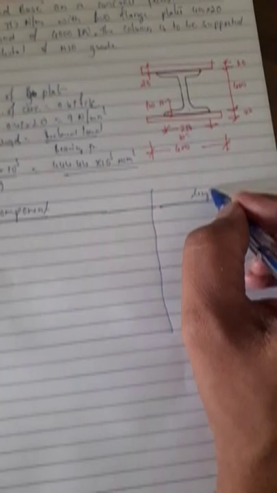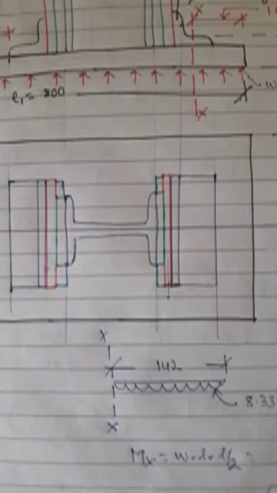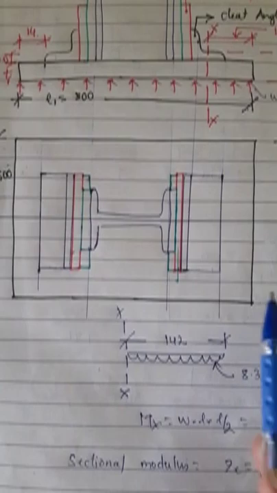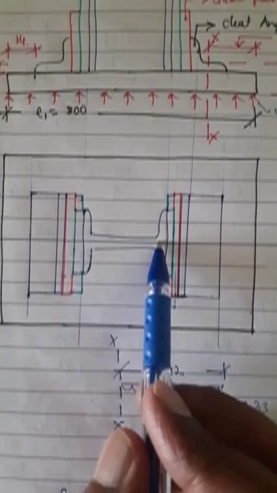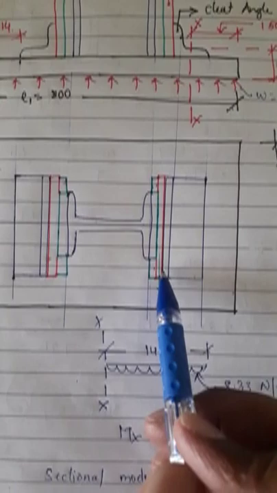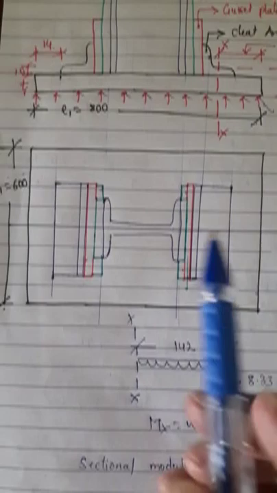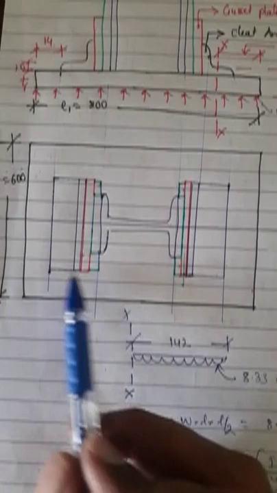First component, second, length. For that, let us see a typical diagram. This black line indicates base plate. This is my I section. This green line indicates cover plate. This red indicates gusset plate. And this is the angle. So I need to find out this dimension. So this dimension should be greater than from here till here.